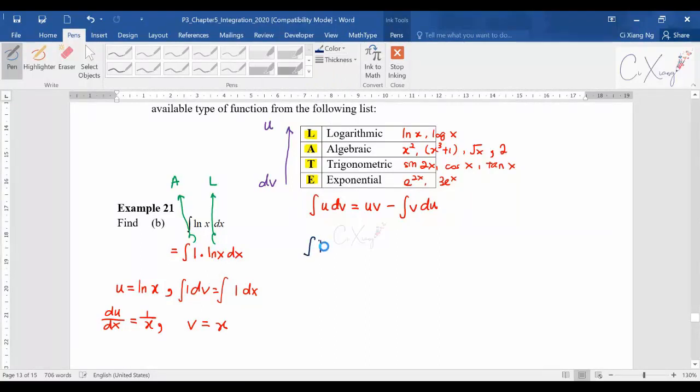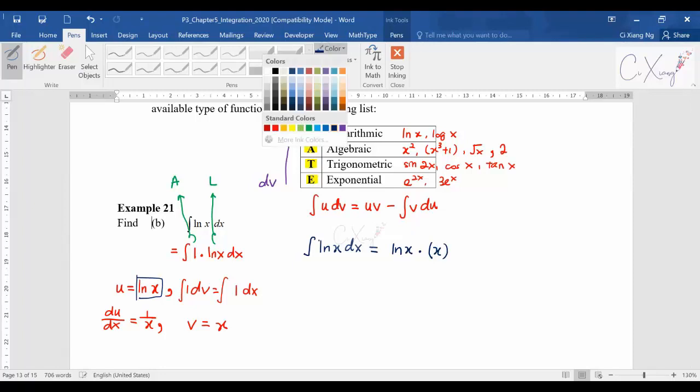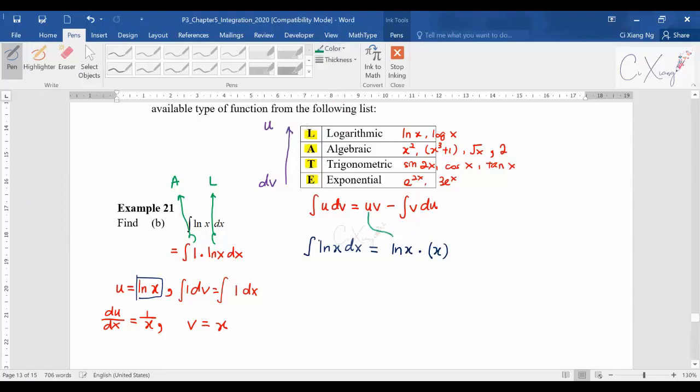Once you do the differentiation and also the integration, then you will start. So your question, integral of ln x dx equals, according to the formula, you need to substitute in the u and v. So what is the u? U is ln x, so you just put in ln x multiplied with the v. What is the v? It is x. So if you want to compare in detail, u is ln x, v is x. I hope that you can see this very clearly.